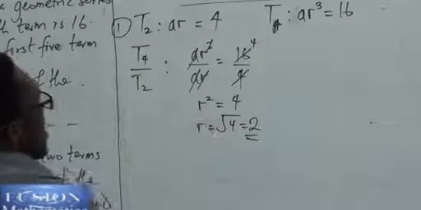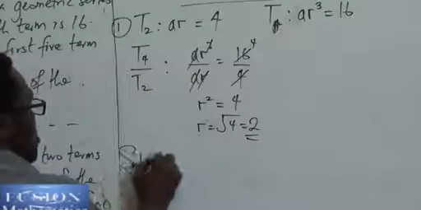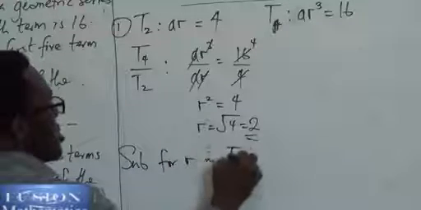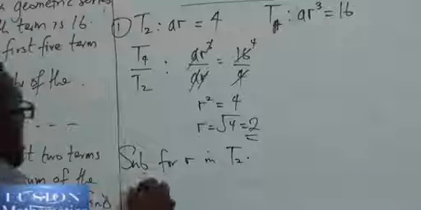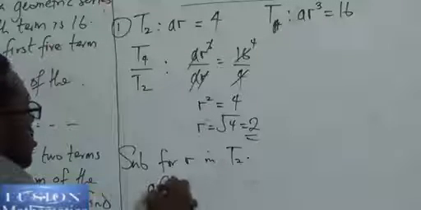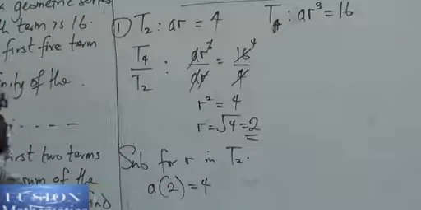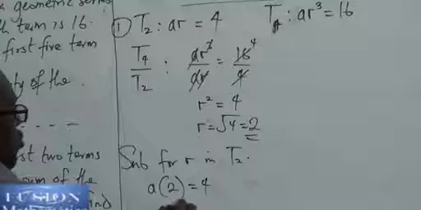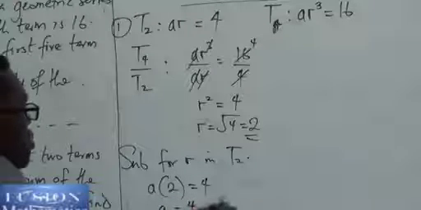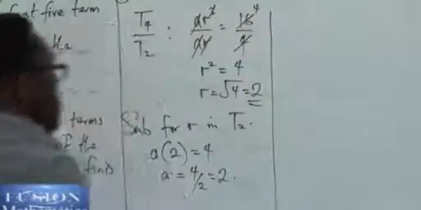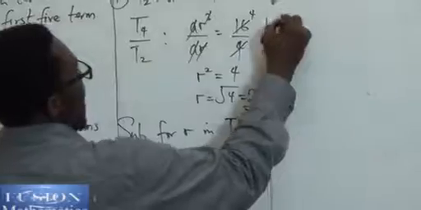Now we have our common ratio. For us to get a, we substitute for r in T2, that's the second term. So that will give us a times 2 equals 4. So a will now be equal to 4 divided by 2, which is equal to 2. So we have r as 2 and a as 2. Now the sum of the first 5 terms, so that means n will be equal to 5.